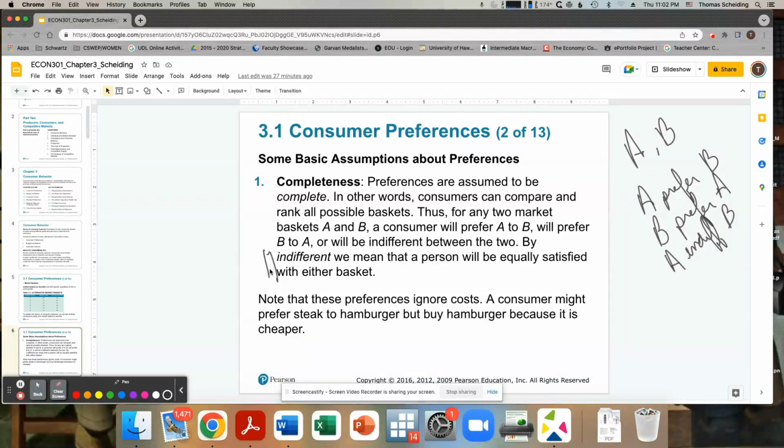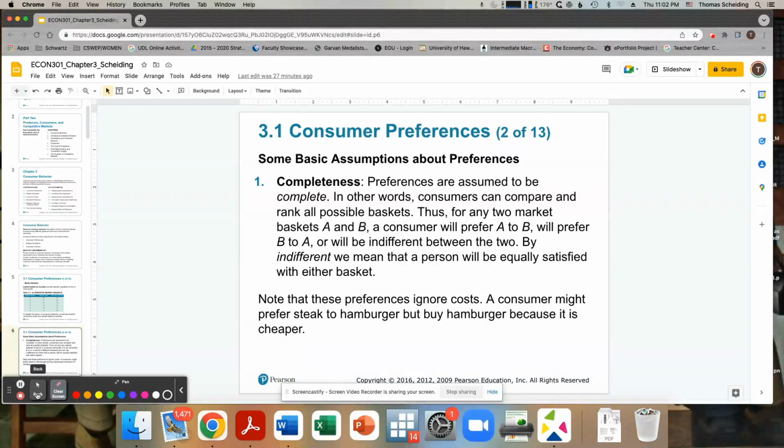So if you prefer A to B, A must produce more happiness than B. If you prefer B to A, then B must be producing more happiness. And if you're indifferent between the two, then they provide equal happiness or satisfaction. So that's our first assumption, completeness. Some relationship exists.